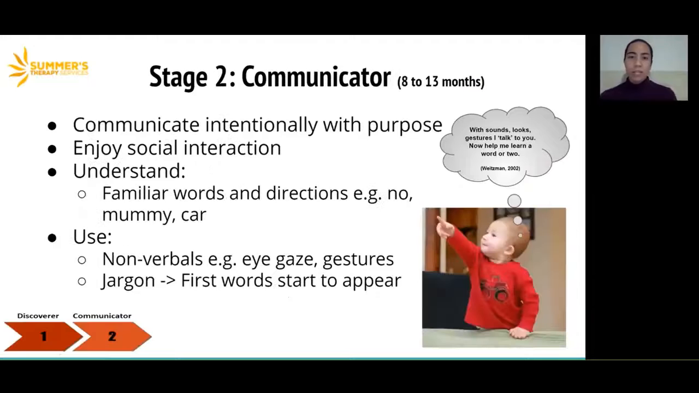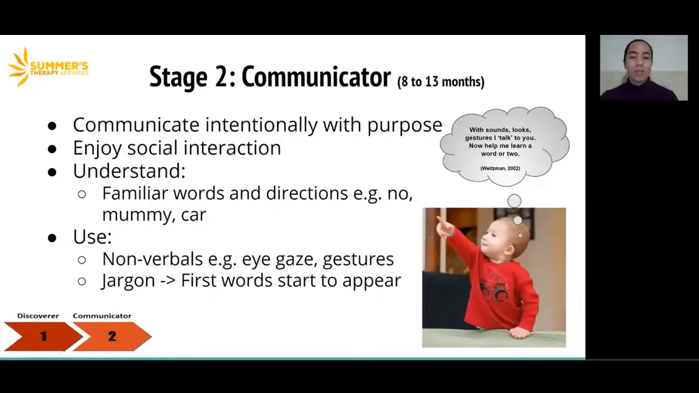All right. Now, after the discovery stage, remember we said that the communication there is not as intentional. We come on to the communicator stage, and this is where they start to communicate more intentionally with a purpose. So here, they really enjoy the social interaction. They want you to play with them a lot. They understand a lot more words now. They understand familiar words and directions. So things that they often hear, like mommy or car or no. They start to understand these basic commonly used words in their environment.